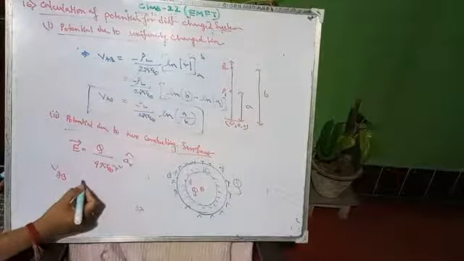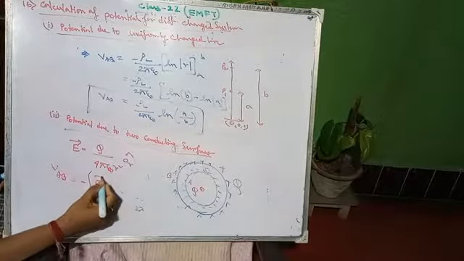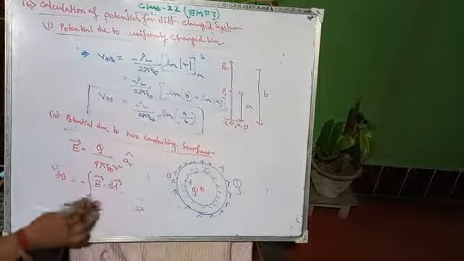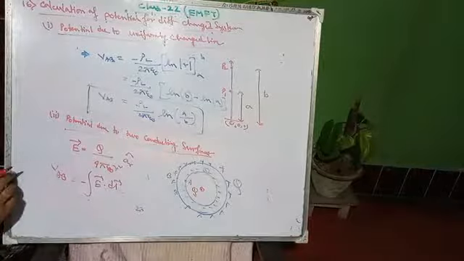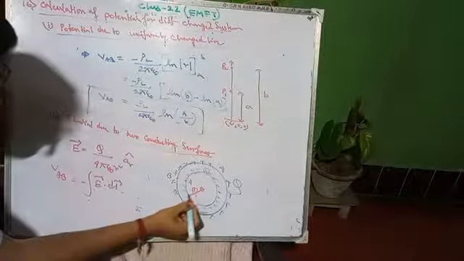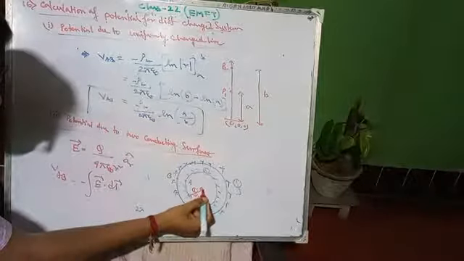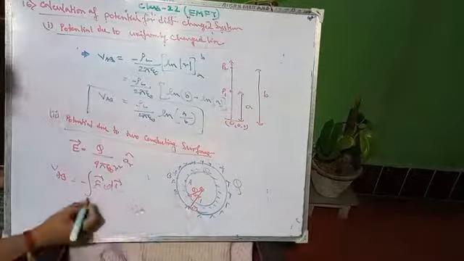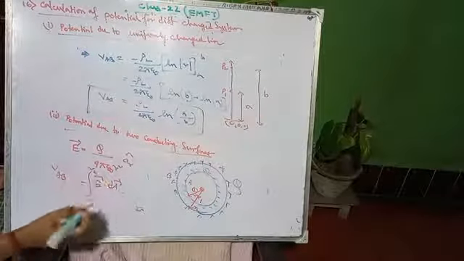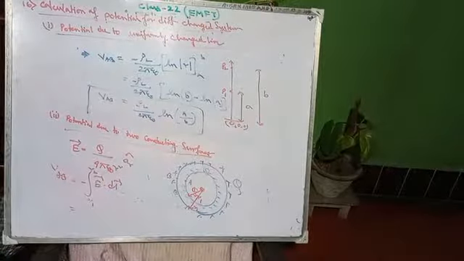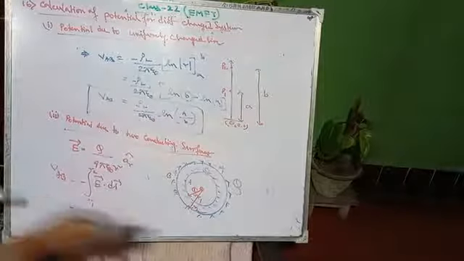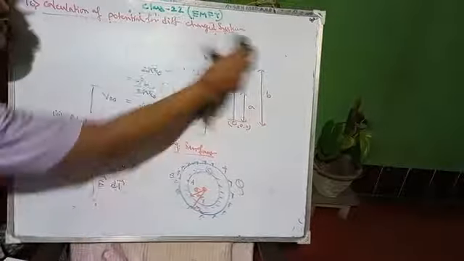So VAB can be treated as, from the mother formula, E dot dl. Suppose this is your R1 and this is your R2. So from R1 to R2, if we integrate it, then your answer will look like this.